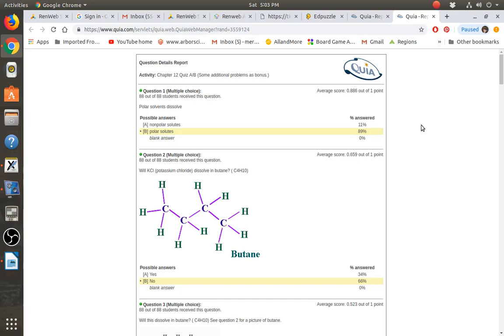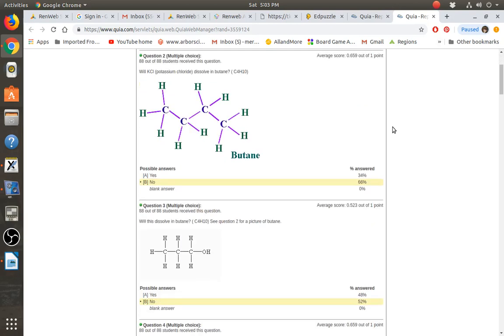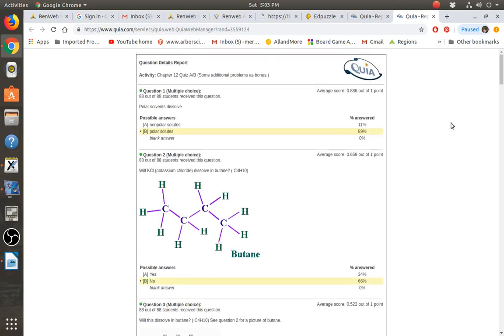This is Mrs. Cribb. We're going to go through the common errors for Chapter 12's quiz. So here are the results. The first one was pretty good. Polar solvents dissolve polar solutes. So remember, like dissolves like, and nonpolar would dissolve nonpolar. Polar dissolves anything with a charge, with a plus and a minus.